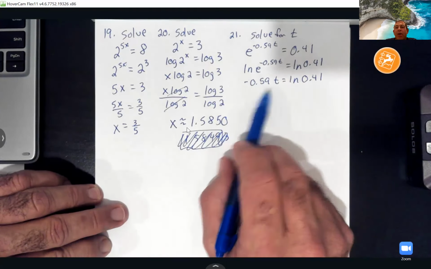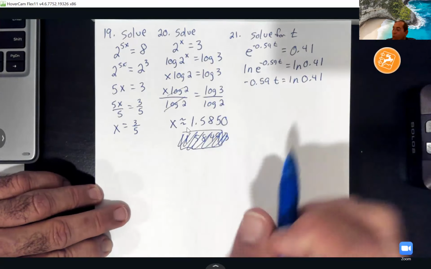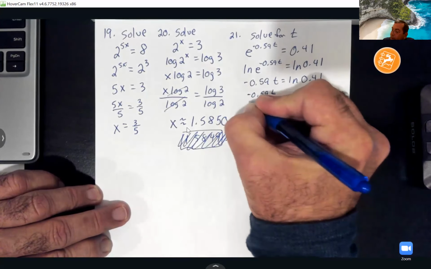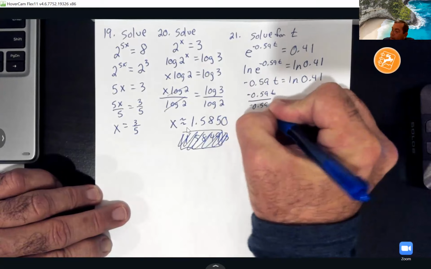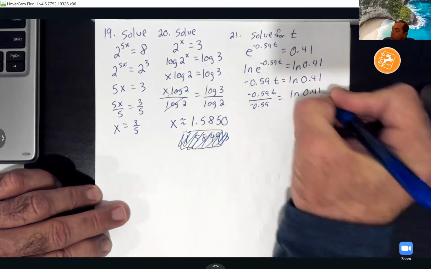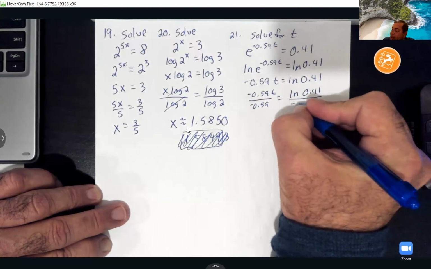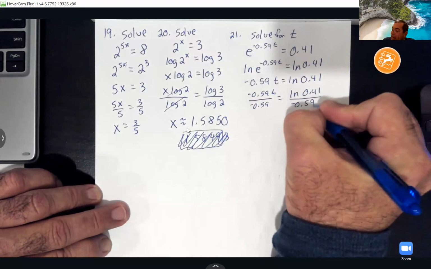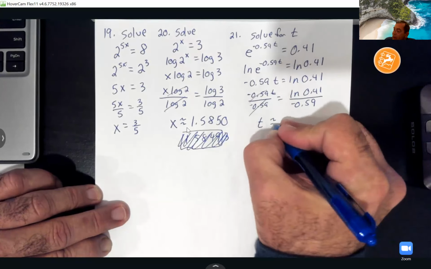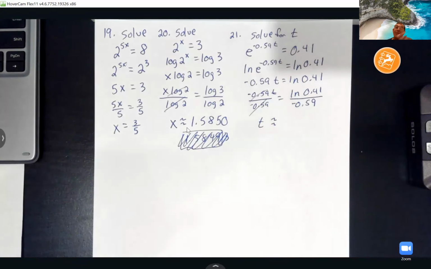Now, to finish this off, divide both sides by that negative 0.59. So that's going to equal the ln of your 0.41 divided by negative 0.59. So that's going to cancel, giving us our t. And once again, since I got an ln, we're going to round this one 4 decimal places.